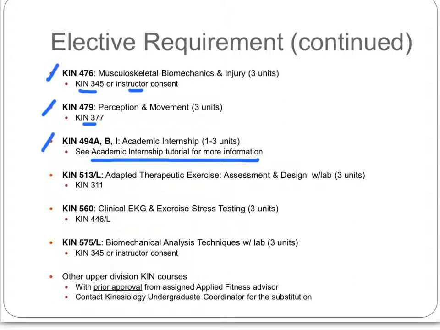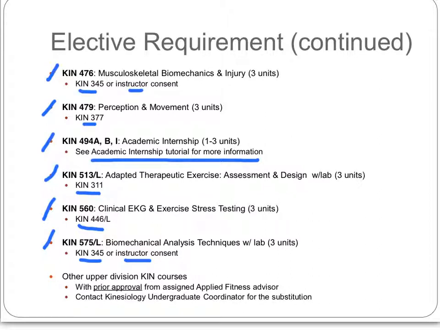You also can choose Kin 513 with lab, which has a prerequisite of Kin 311, Kin 560, which has a prerequisite of 446 and lab, or Kin 575 with lab, which has a prerequisite of Kin 345 or instructor consent.